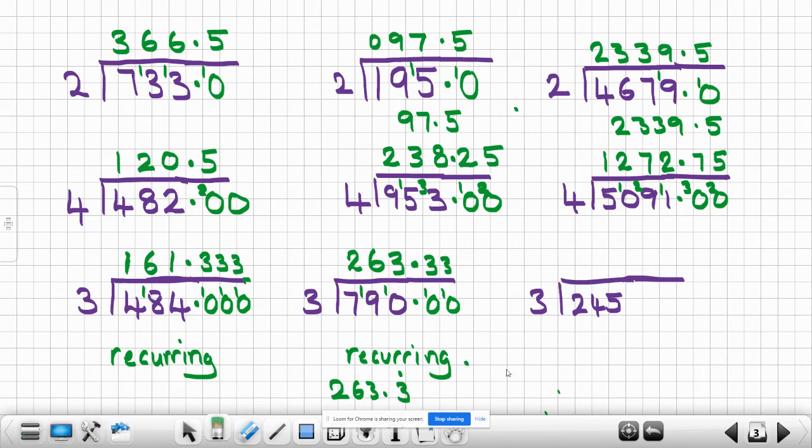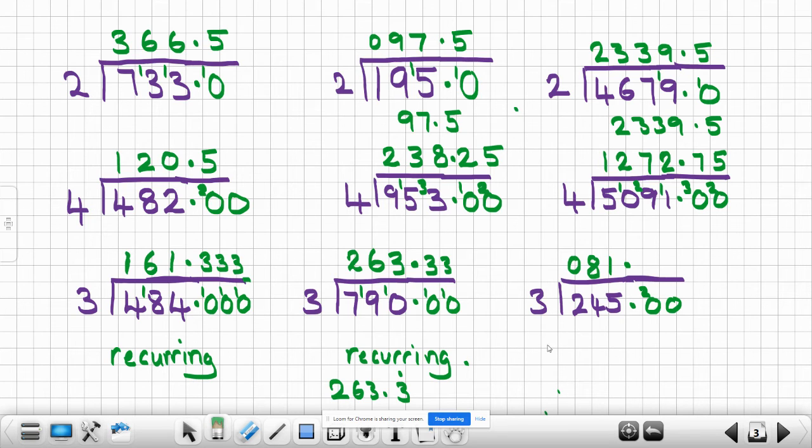Okay, let's have a go at the last one. 3's into 2, we can't get whole numbers out of. So we're going to move on and say 3's into 24. We're carrying that 2 over. 3's into 24 goes exactly 8 times. So no remainder. So we're now doing 3's into 5. 3 goes into 5 once with a remainder of 2. So we're going to put our decimal point, couple of zeros, put a 2 there. Don't forget your decimal point above.